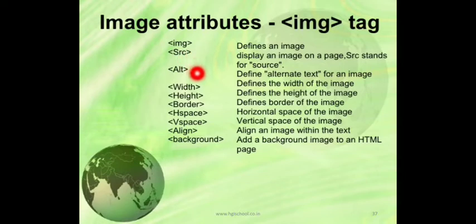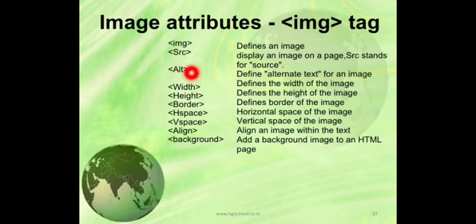Alt means, like sometimes you might have seen that we are not able to see the picture on the web page because the internet speed is slow. At that time you can use the alt attribute. With the alt attribute, you can mention alternate text there. Like if the picture is not visible in the web page, we will be able to see the text that we have mentioned here in the alt attribute.